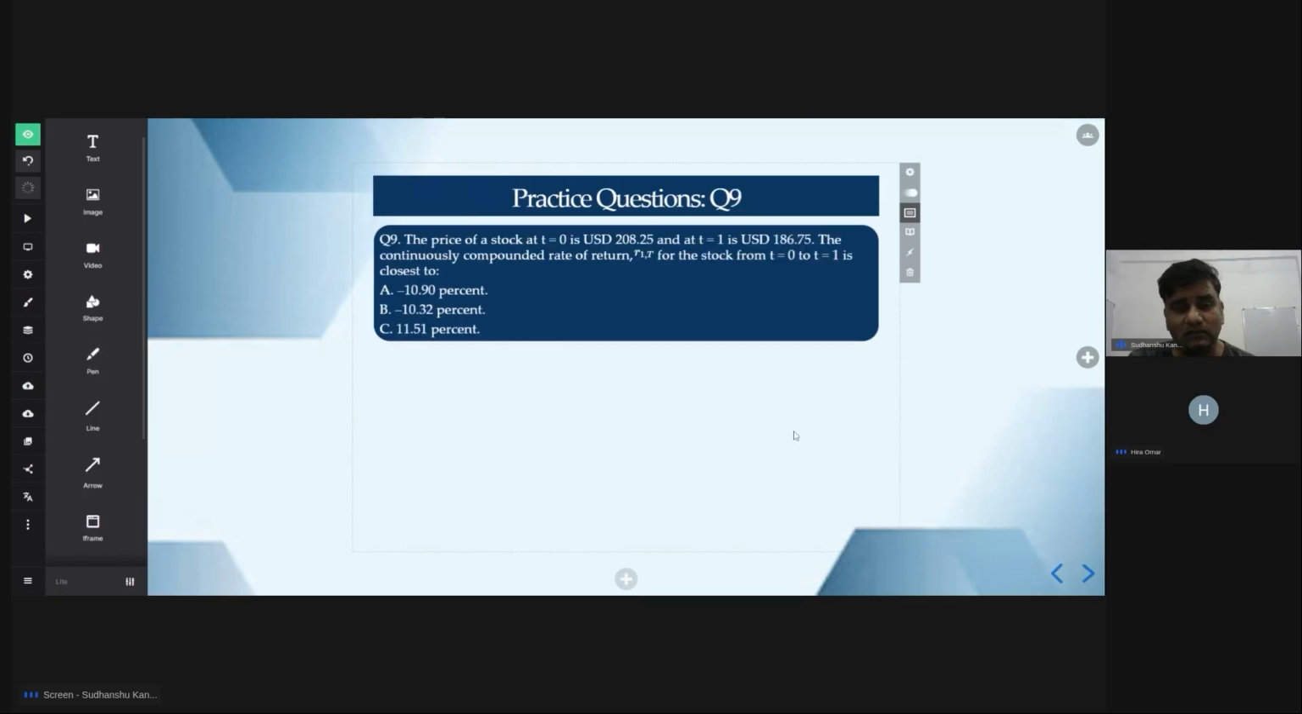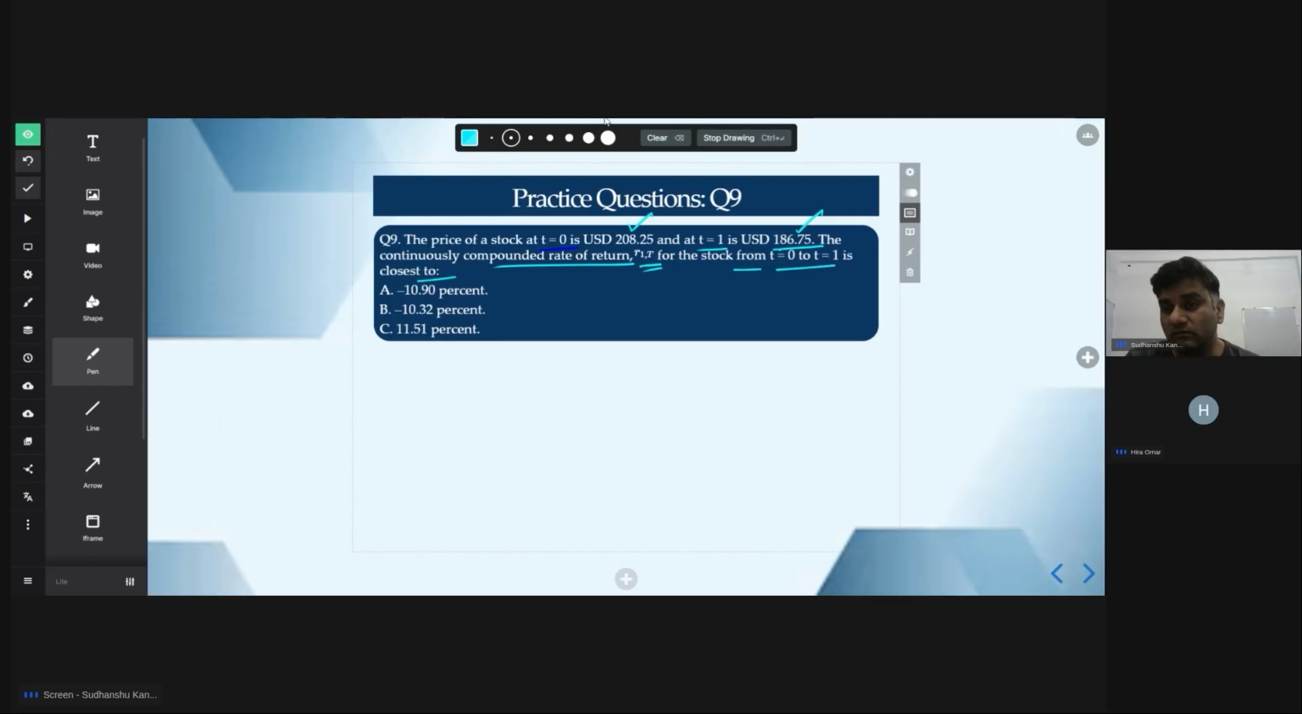Okay. Now let's try to solve this. The price of stock at T naught is USD 208.25, right? That's what we have. And at T1, after 1 year, 1 month, whatever, the price has decreased to 186.75. The continuously compounded rate of return R1T for the stock from T0 to T1 is closest to, right?